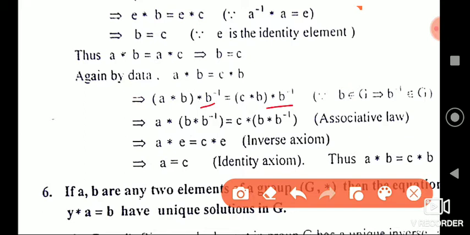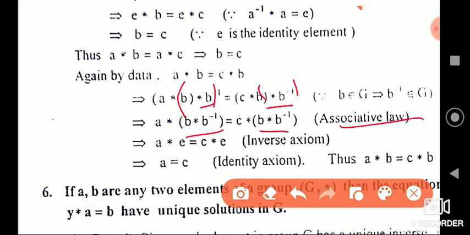In the previous identity, wherever the star was there, I told it was multiplication. It's not multiplication, it's just a binary operation. So a star b inverse, we use the binary operation from the right-hand side. Now we use the associative law. By the associative law, we'll take these two, so b star b inverse.